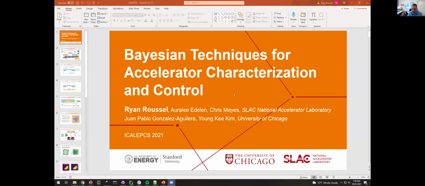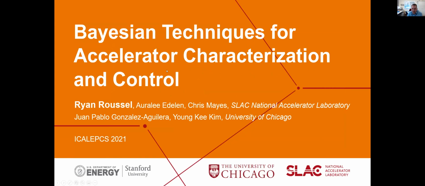He's Ryan Russell. Ryan Russell is an associate scientist at SLAC National Accelerator Laboratory, as part of the Accelerator Research Division. He works on developing Bayesian techniques for improving optimization of simulated and realistic accelerators. He's also interested in how these techniques apply to advanced accelerator concepts. Today, he's going to talk about Bayesian techniques for accelerator characterization and control. Ryan, the floor is yours.